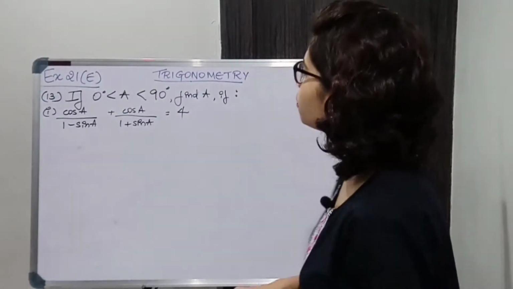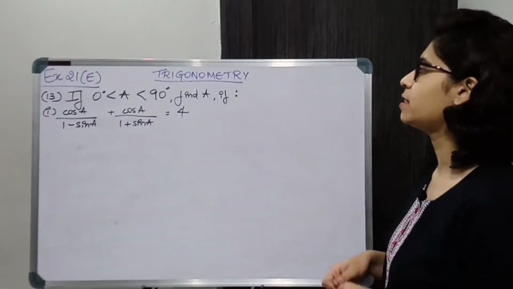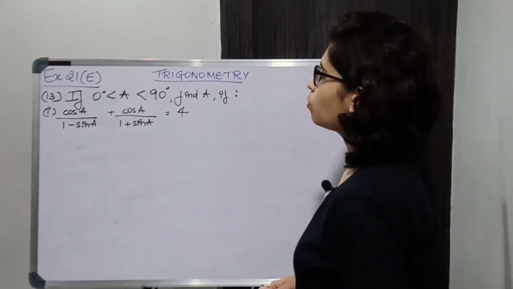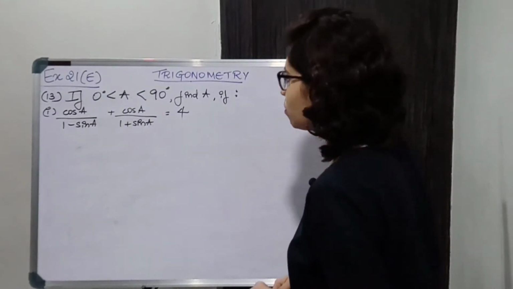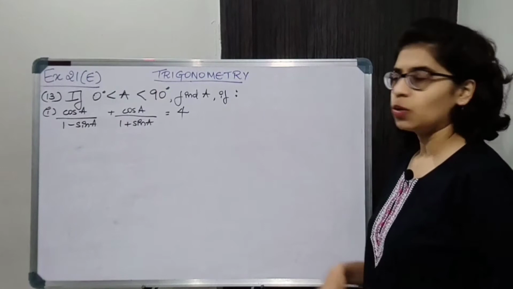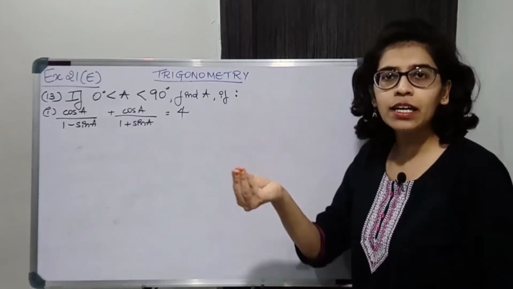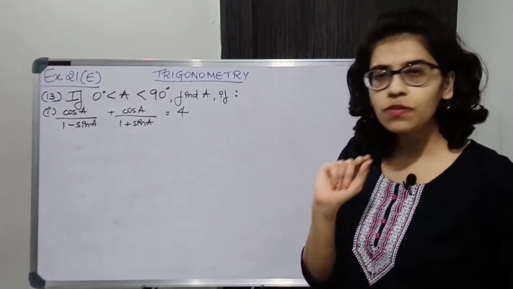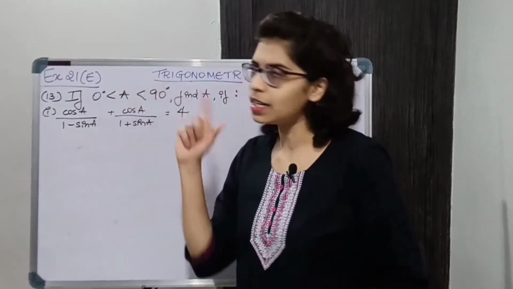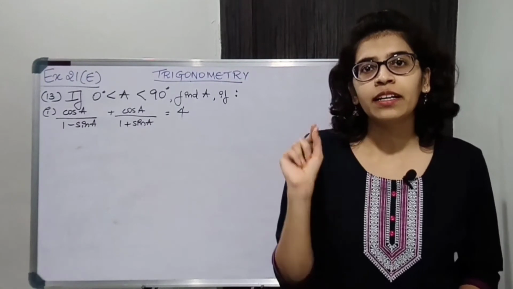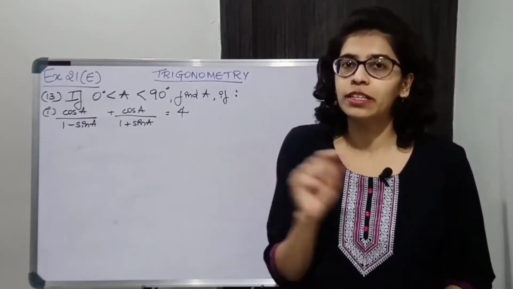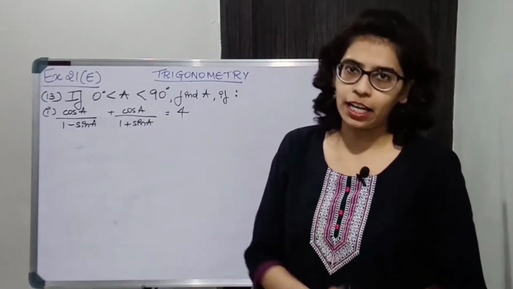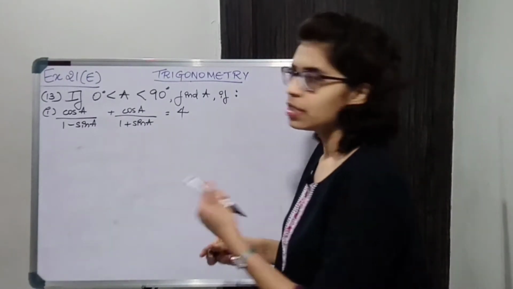Question 13. If A is greater than 0 degrees and less than 90 degrees, find A if sub question 1: cos A upon 1 minus sin A plus cos A upon 1 plus sin A is equal to 4. We are given something and we have to find A from that. From this equation we have to find A. And we are also given that A is greater than 0 and less than 90. The values 0 and 90 are not included, meaning it can be either 30, 45 or 60. We have to find that. Now we'll start solving.